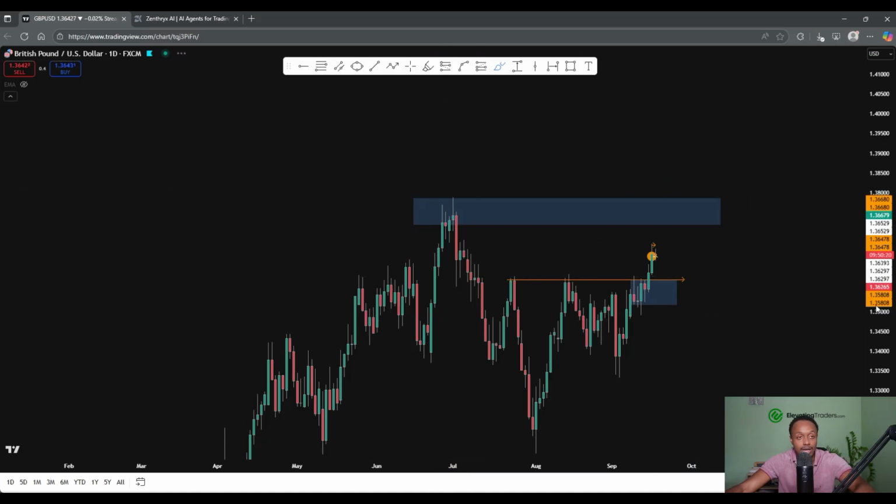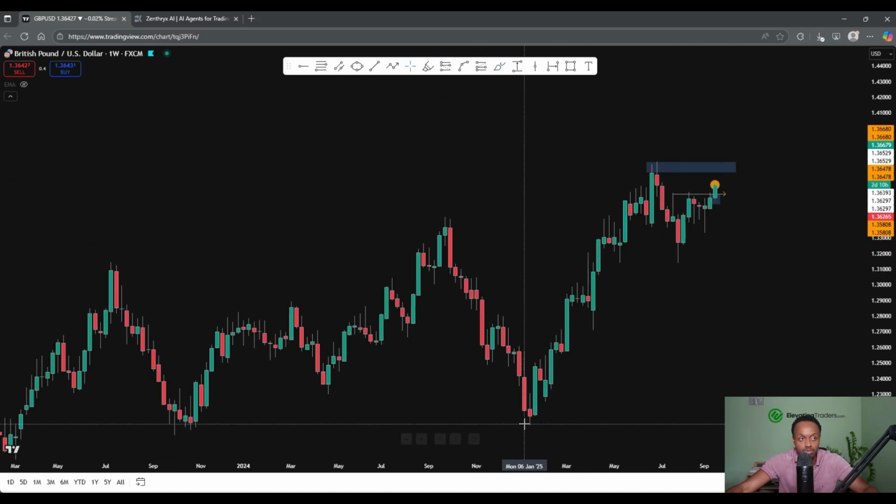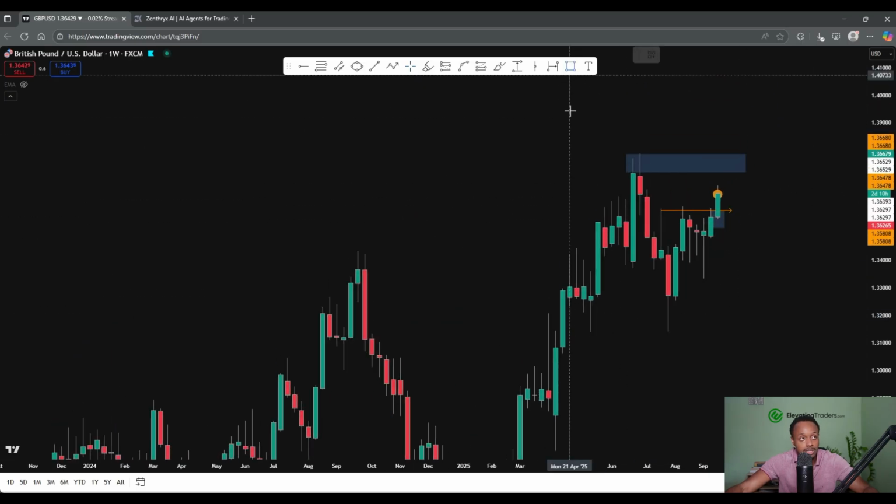I do have a very strong bullish bias for pound at the moment, really strong uptrend. It looks like we're just seeing the continuation of it. This is the weekly chart, by the way. I like looking at the bigger picture and then scaling down to take advantage of the opportunity.